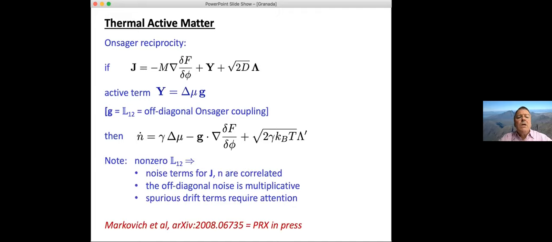Okay. So importantly, because this Onsager coupling off-diagonal is not zero, the noise terms in these two equations are correlated. And because of that, and because of the form of y, the off-diagonal noise is actually multiplicative. So for experts in Langevin equations, this multiplicative noise is a bit of a headache, but we do know roughly what to do with it. And there are many more details in this Markovich et al. paper. So things are not quite as they seem in terms of the noise, but in terms of the Onsager deterministic part, it's quite simple.